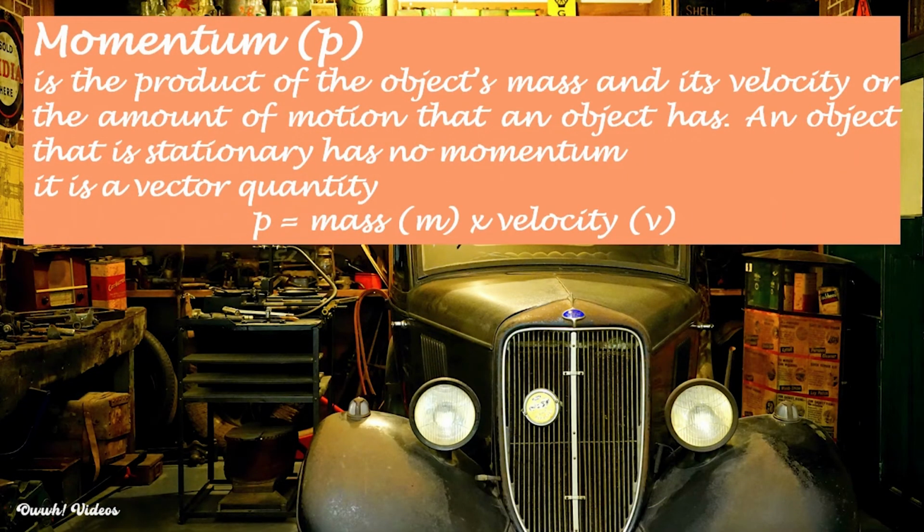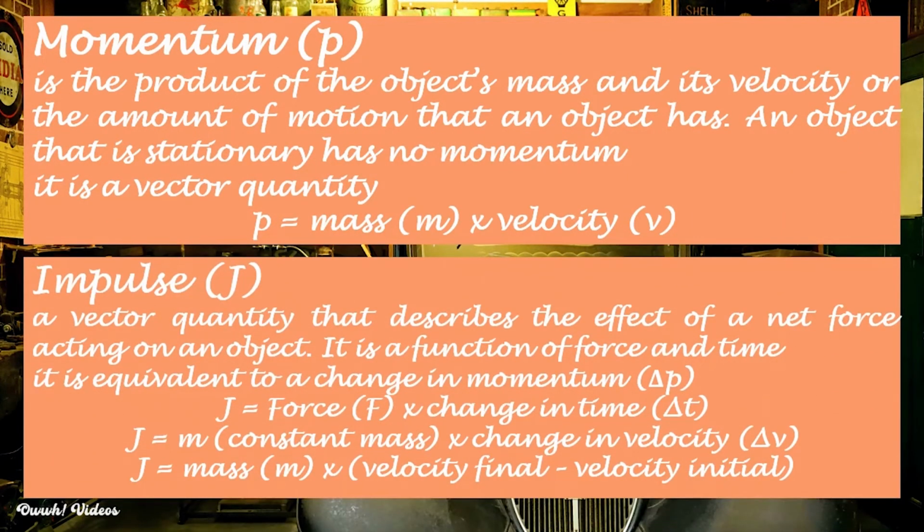Momentum is the product of the object's mass and its velocity, or the amount of motion that an object has. An object that is stationary has no momentum. It is a vector quantity. P is equal to mass times velocity.